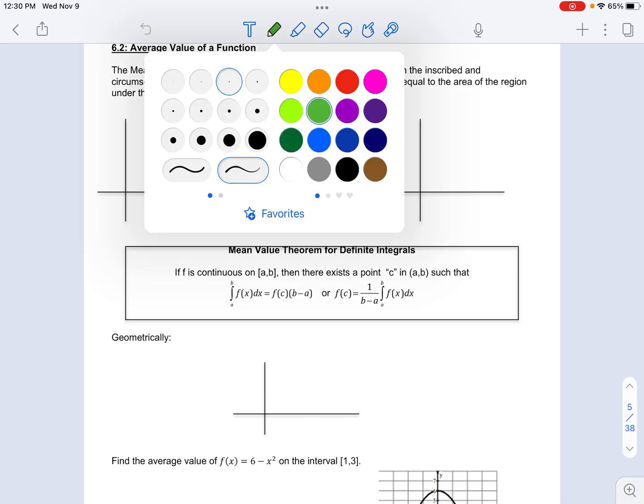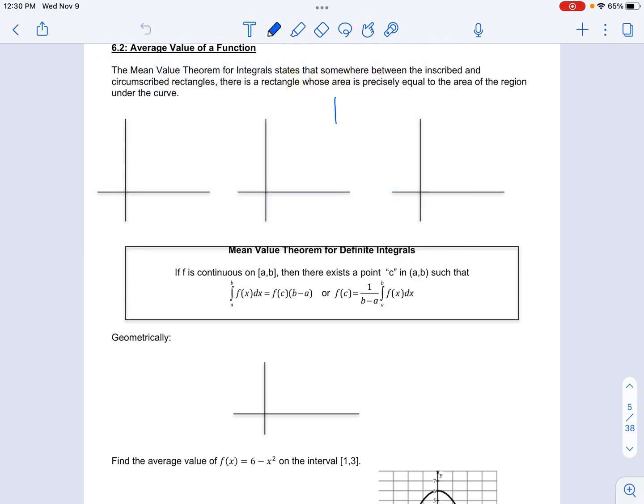So the idea is, let's say we're looking at a function and we're trying to find the area underneath the curve from A to B. So let's say we're trying to figure out what that area is. Okay, let's draw a couple different rectangles. So let's say same function, here's A, here's B.